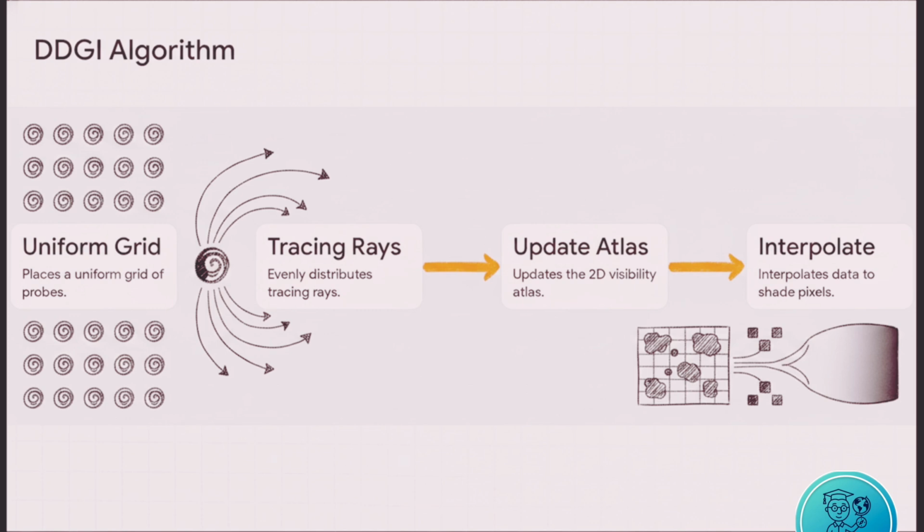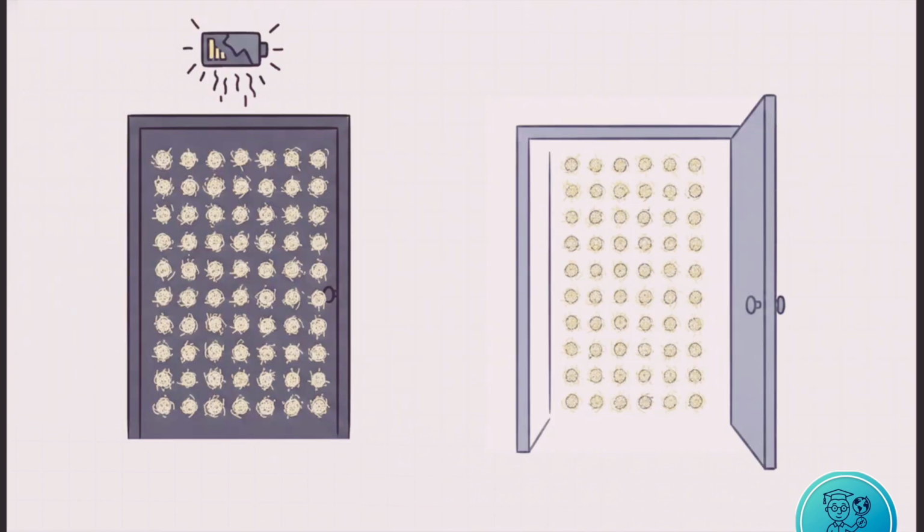Third, it takes all that irradiance and visibility data and updates a 2D atlas. And finally, it interpolates that data to actually shade the pixels you see. But here is the critical flaw in vanilla DDGI: uniformity. Updating every single probe equally, even the ones just sitting in perfectly dark, static, unchanging corners of a map, is a massive waste of processing resources.